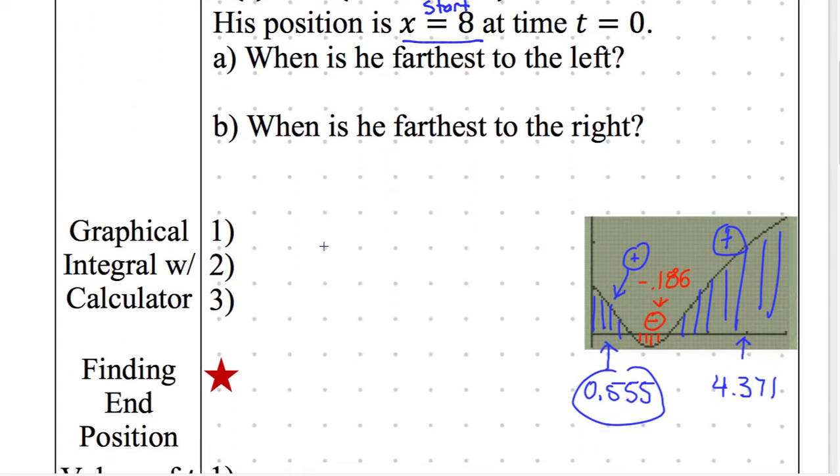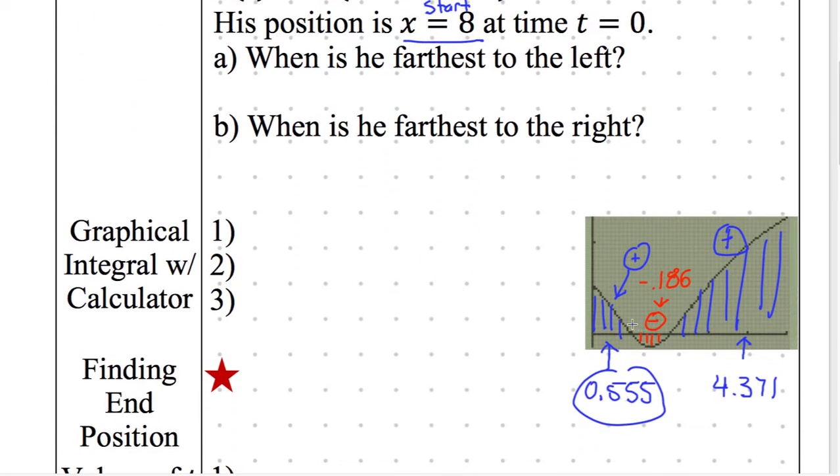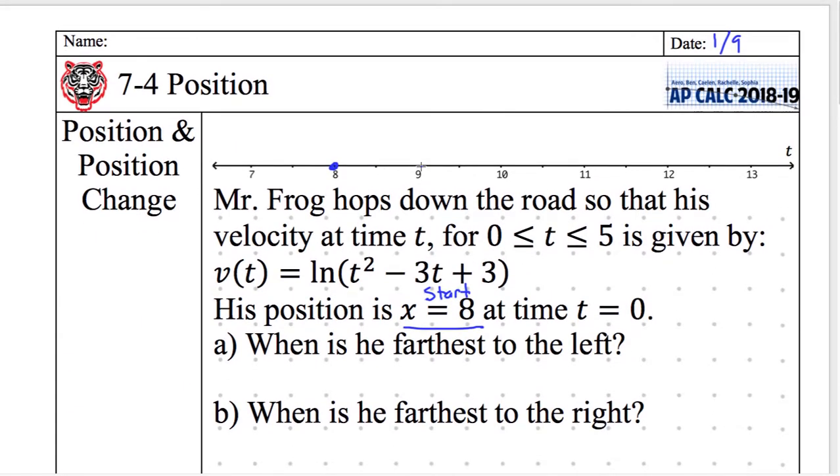Now, after how many seconds? Where was this point right here? 1. After 1 second, he is now 0.555 further to the right or to the left? To the right. Okay, so after 1 second, he has now gone, well, not to 9, to 8.555. So right here, I can kind of label this down here, 8.555. And that's in 1 second.